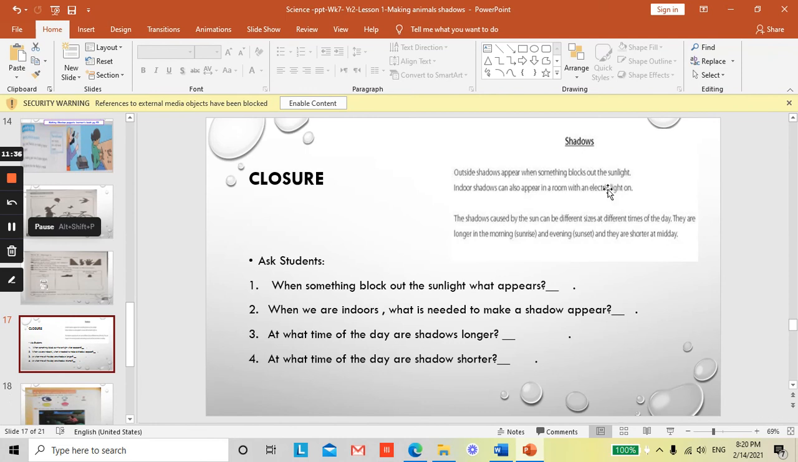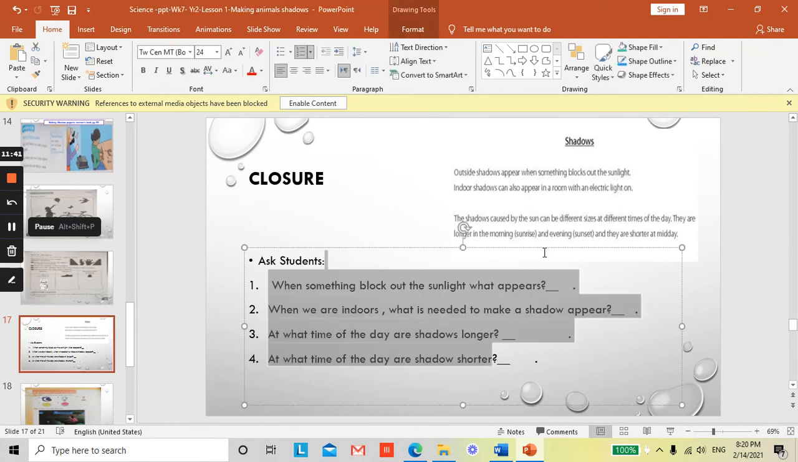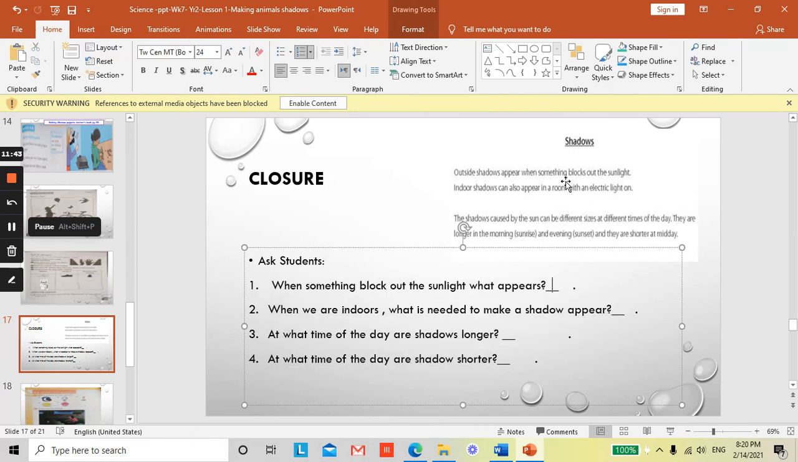Before we close, we have some activity here. I want to read before we answer the questions. Shadows. Outside shadows appear when something blocks out the light. Indoor shadows can also appear in a room with an electric light on.